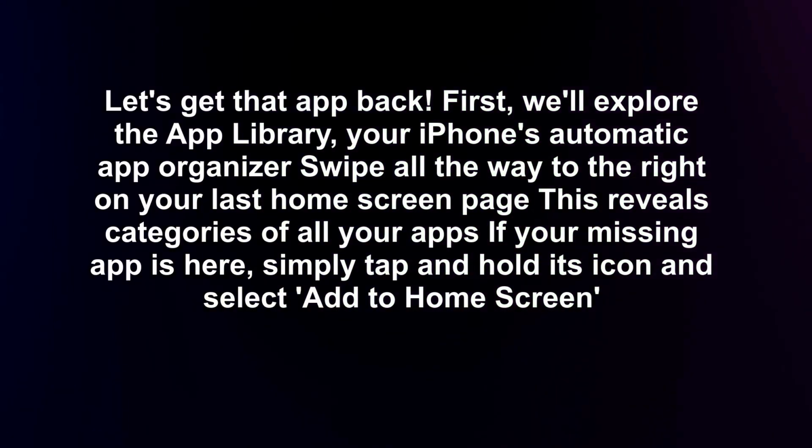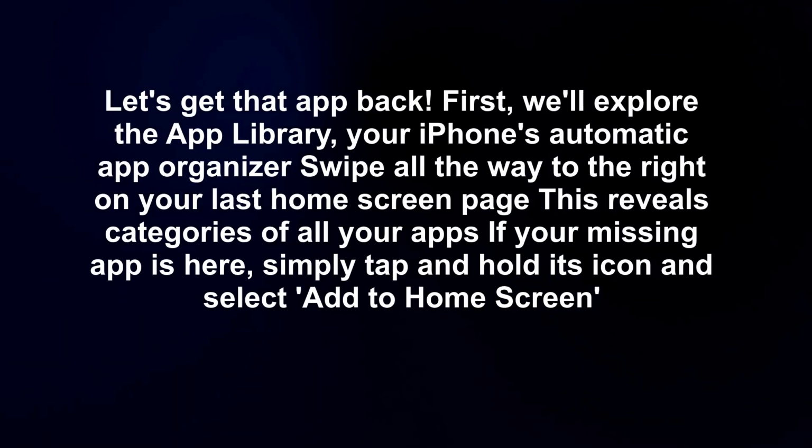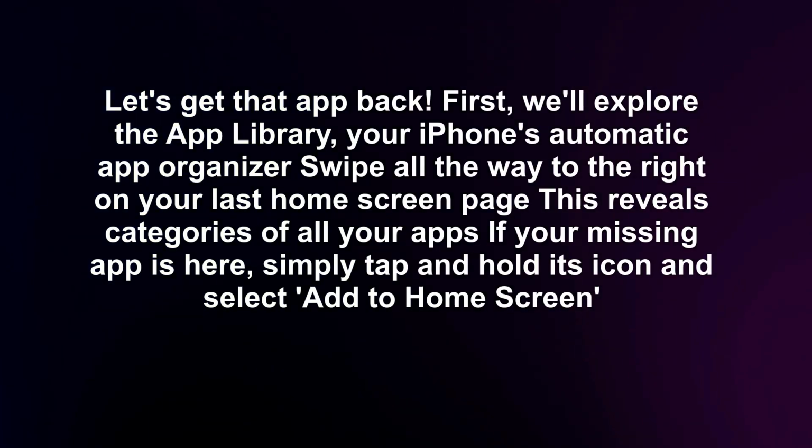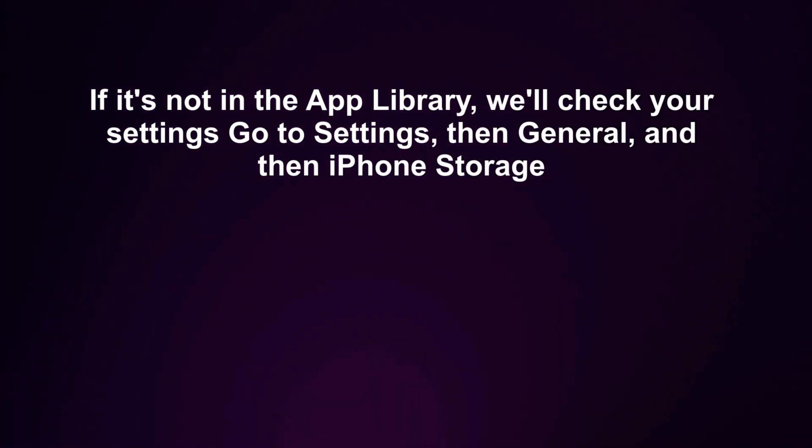Swipe all the way to the right on your last home screen page. This reveals categories of all your apps. If your missing app is here, simply tap and hold its icon and select Add to Home Screen. If it's not in the app library, we'll check your settings.